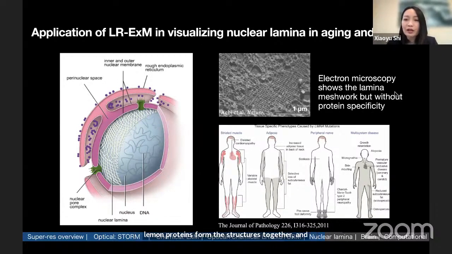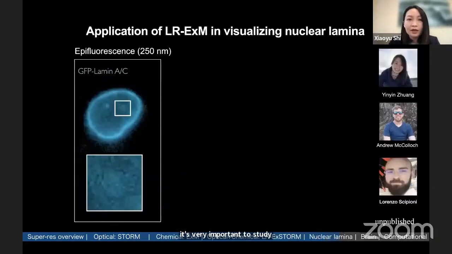Lamin structure is very important for human health because it is closely associated with aging. If mutations happen in the lamin A gene, there are 500 different mutations that could happen to the single gene and cause progeria, meaning that a person will age much faster than normal. And even if we don't have those mutations, our nuclear lamina structure will change when we age. So it's very important to study its structure and function.